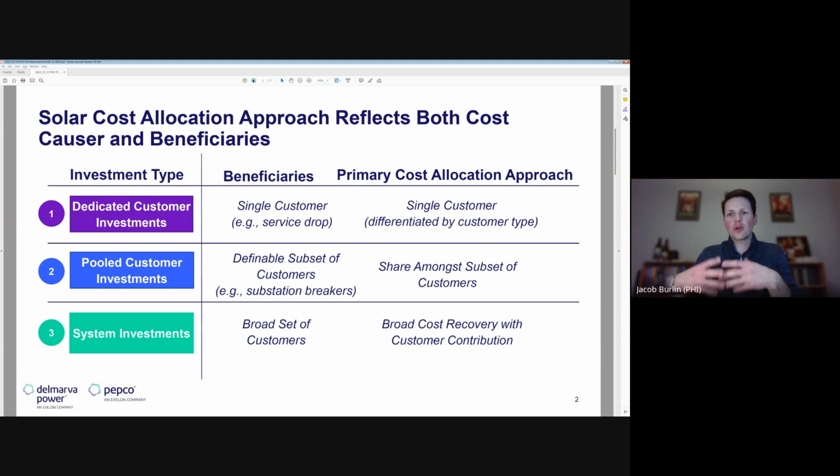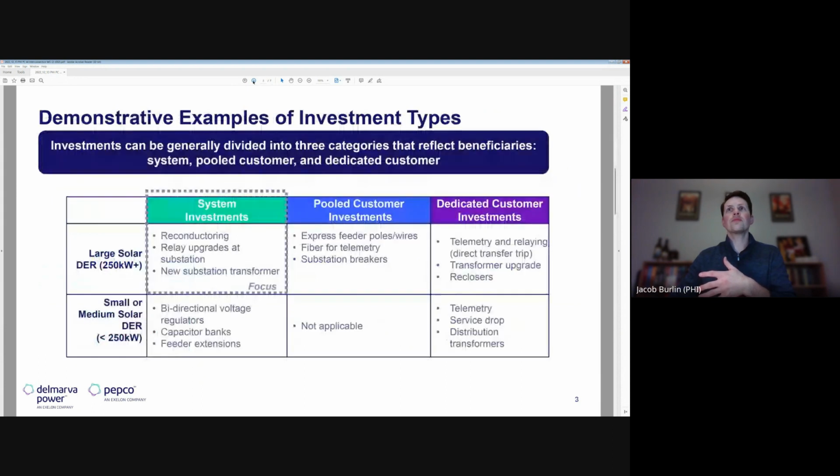And then you have the third category, which is where this starts to dive further, broader system investments, where the customers that are benefiting from it are more than just the ones looking to interconnect. It's a much broader set. So how can you have a broader cost recovery strategy for those system investments that still looks to have some amount of customer contribution, so it's not purely through revenue recovery? These are examples breaking down each of those three types into what it would look like investment-wise for large solar and small solar.